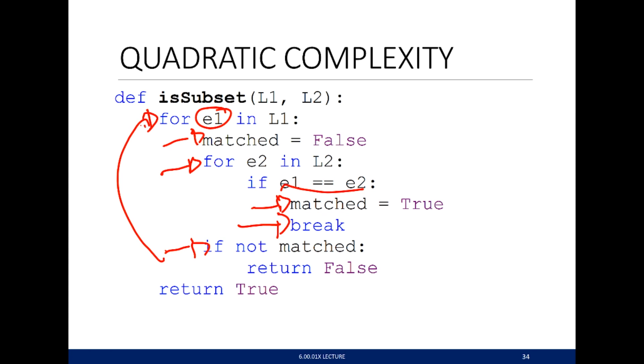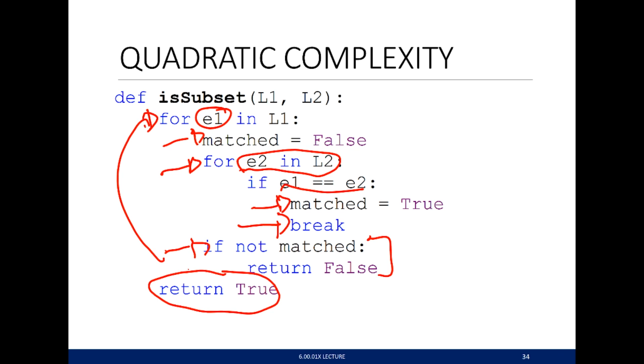On the other hand, if I go through all of this search and don't find a match, then the matched flag is set to false, and when I come to this test, I break out of the entire thing by returning false. If I get through the entire list L1 and have found a match in all cases, then I return true. Now you notice here, I've got nested loops. I've got an outer loop on L1 and an inner loop on L2.